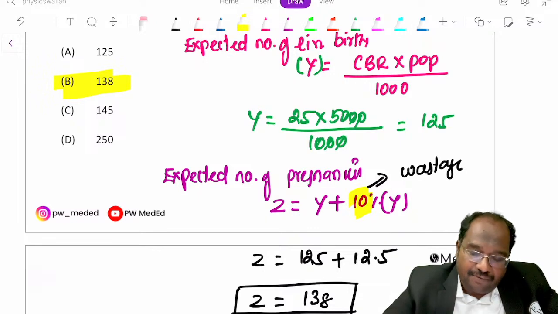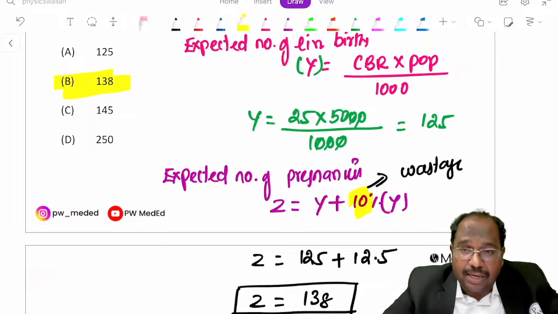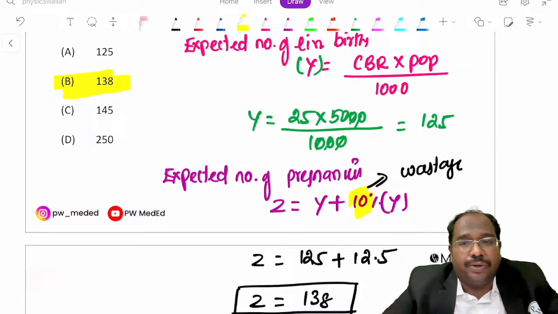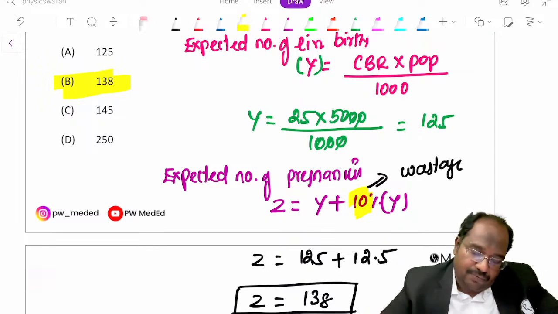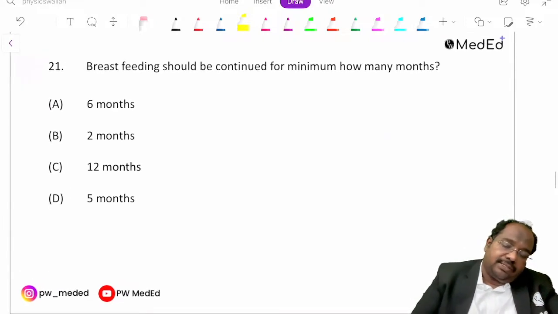This is expected number of live births. Two steps. First step is the expected number of live births, Y. Then you have to add 10% to it. That gives pregnancies, since pregnancy wastage could have happened. Next. Answer the next question, guys.